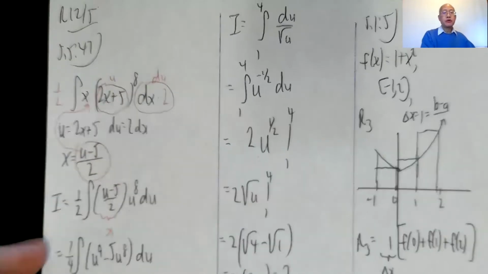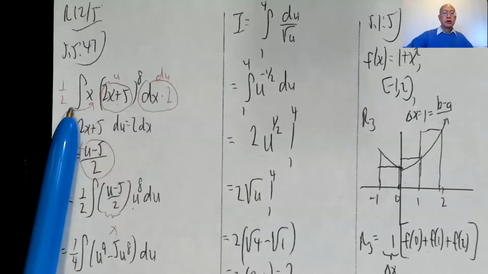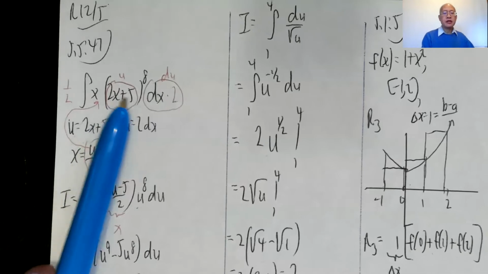This is chapter 5 and 4.9, some review problems. Some of them we may have done before. Okay, 5.547, integral of x, 2x plus 5 to the 8th dx.